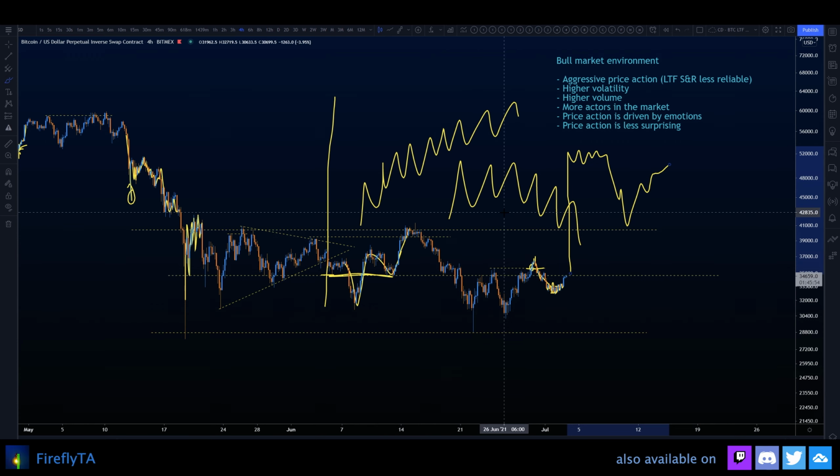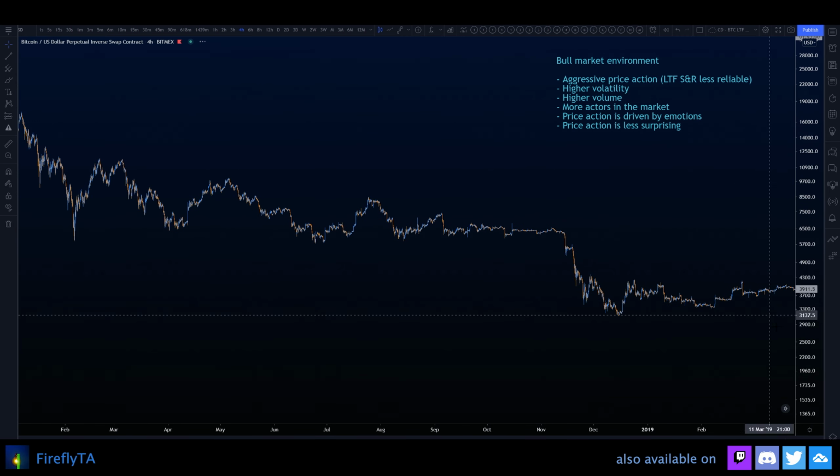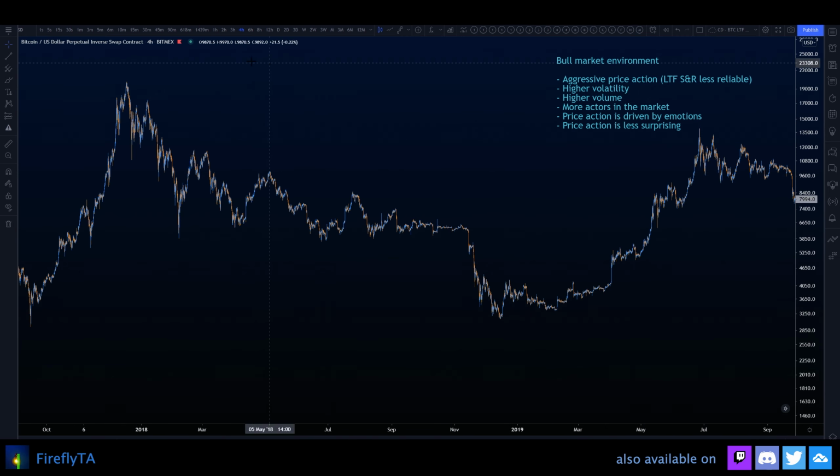It's less surprising. It's actually good tradable if you look at the medium time frames, and the lower time frames more dangerous because aggressive. And now let's have a look at the bear market price action. And for this, I'm going to take some examples from 2018 and 19. As you can see, we had this major consolidation.